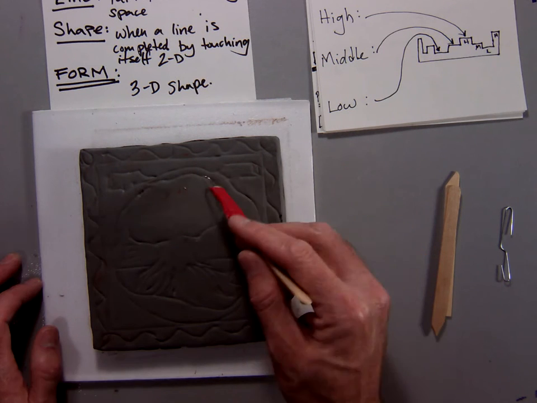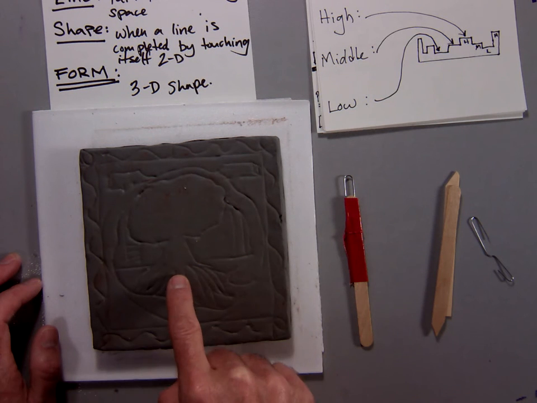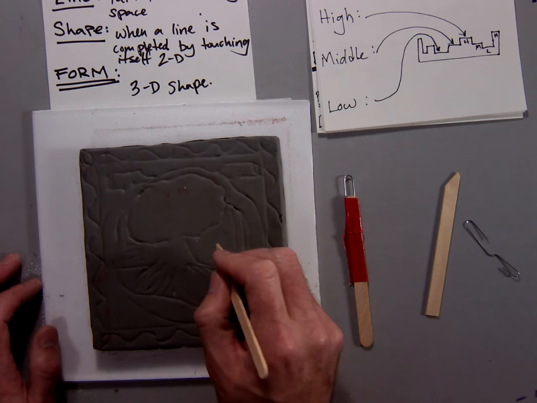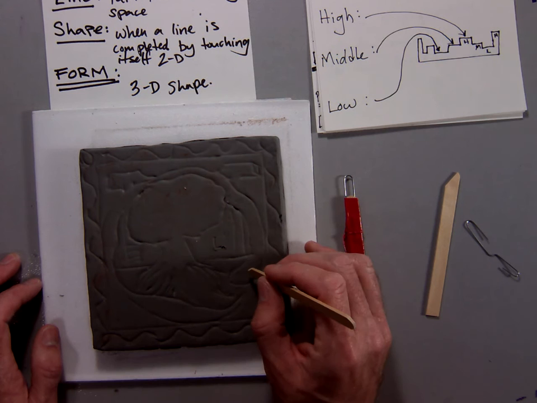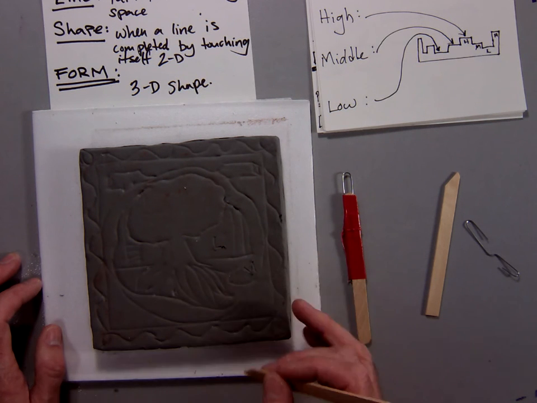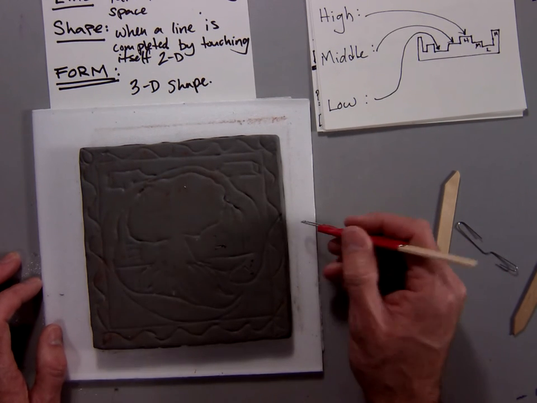Okay, so I'm going to leave this tree being my highest level. This background is going to be my lowest level, and the other parts here are going to be in the middle somewhere. I just wrote on there to give you an idea of where we're going. So I'm going to start to carve some away.